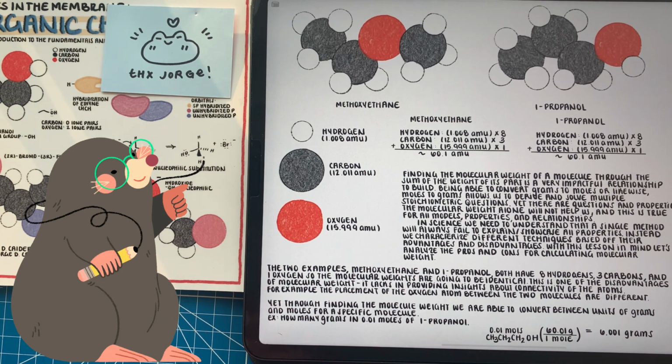This is the limitation of finding the molecular weight. It doesn't tell us anything about how the atoms are connected. Here we can see that methoxyethane and 1-propanol have that oxygen atom placed at different positions in their molecule. The reason why I wanted to show this example is to introduce to you that all these tactics and relationships we build never show us the full picture, and always have a limitation or two.